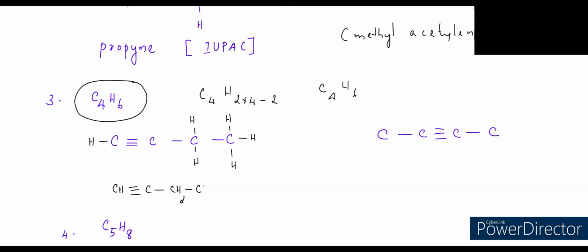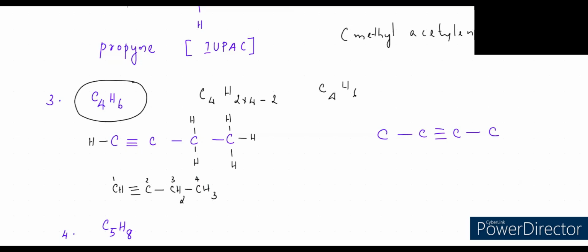Okay, now how do I name this in the IUPAC system? First of all, number the carbons. When you number the carbons, you need to give the lowest possible number to those carbons connected by the triple bond. Therefore, the triple bond is between carbon 1 and 2. Out of 1 and 2, again go for the smallest number. That is 1. The triple bond is on the first carbon.